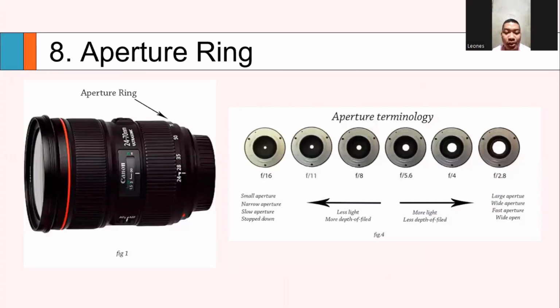Next, the aperture ring. Aperture means opening and describes the size of the hole in a lens. Aperture ring is the collar on the camera that can be rotated to increase or decrease the aperture. So, pasabot sa ibig sabihin niyan, kapag maliit ang aperture mo, less light siya. Pero pag malaki naman ang aperture mo, more light.